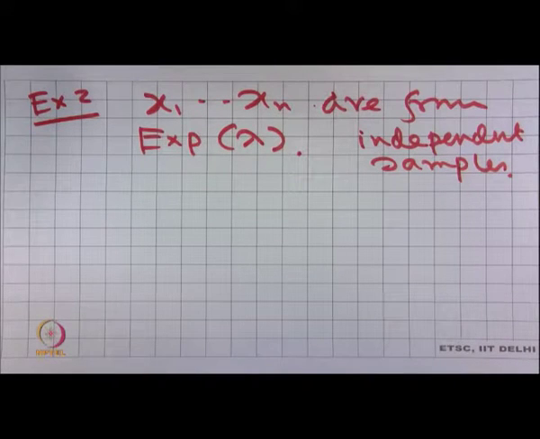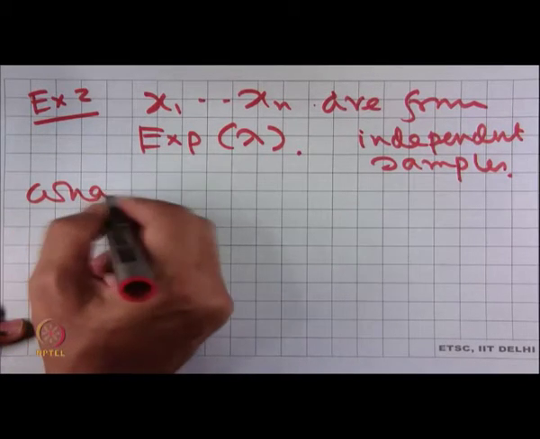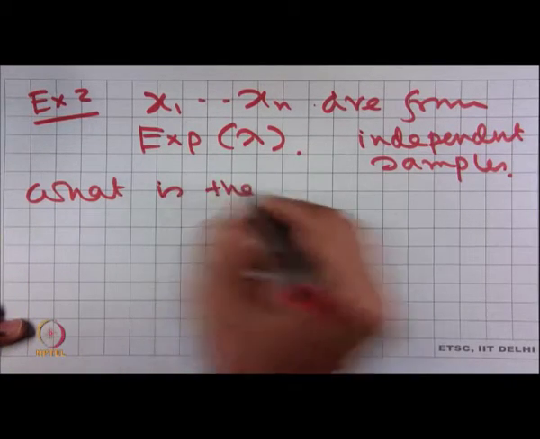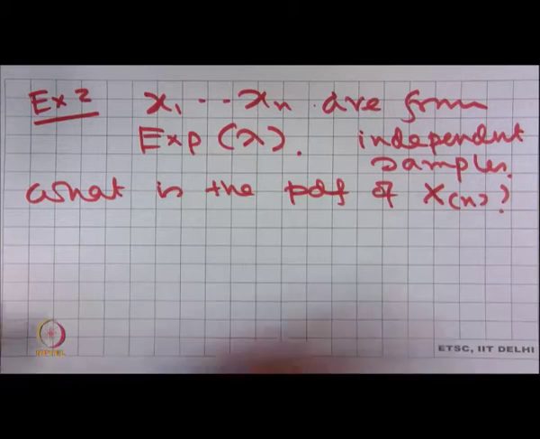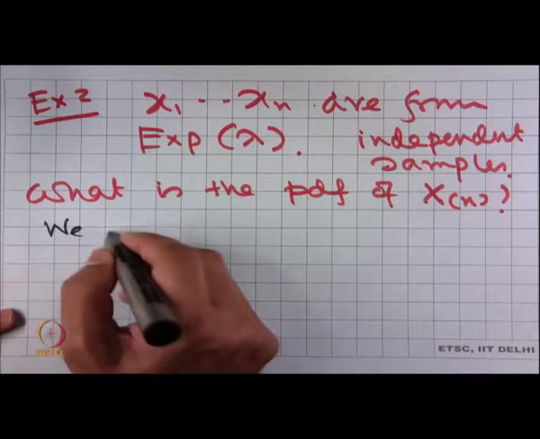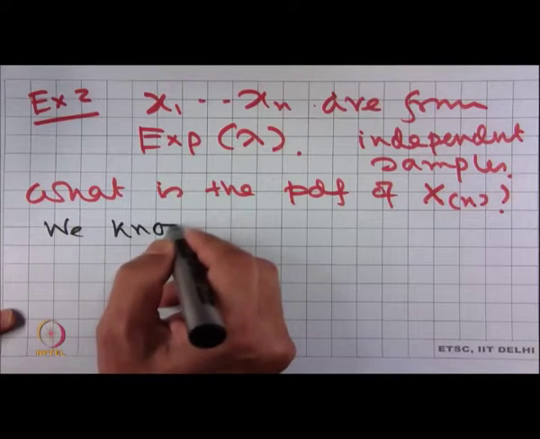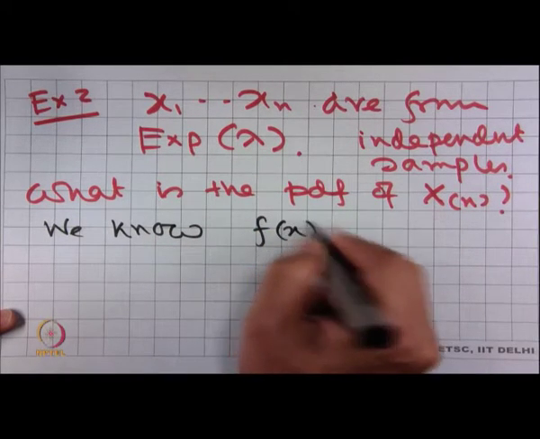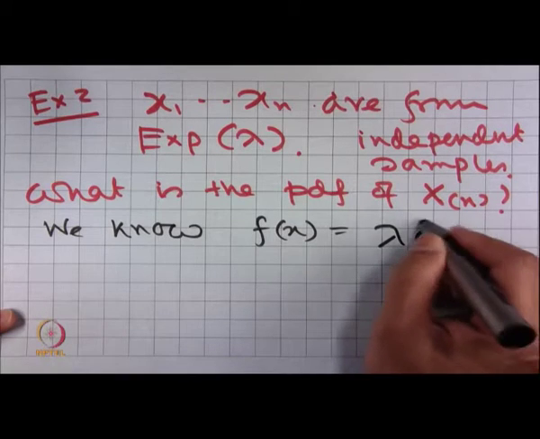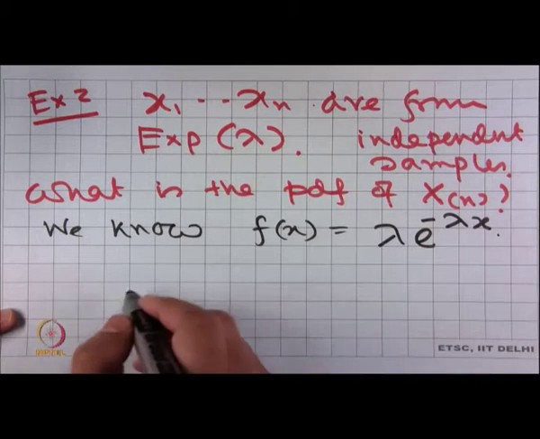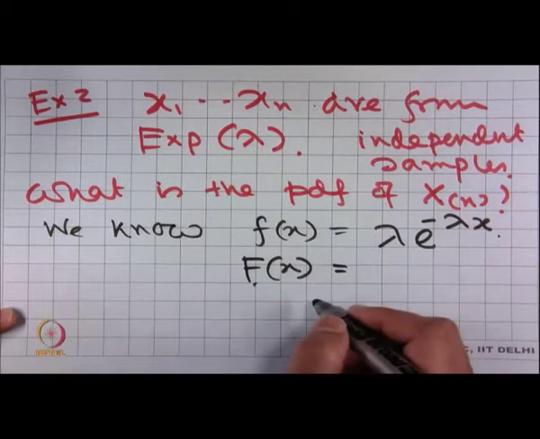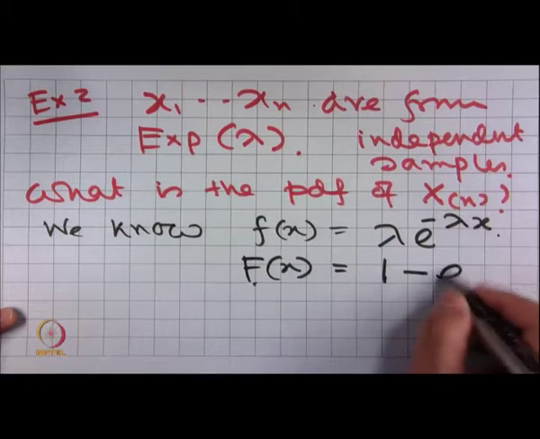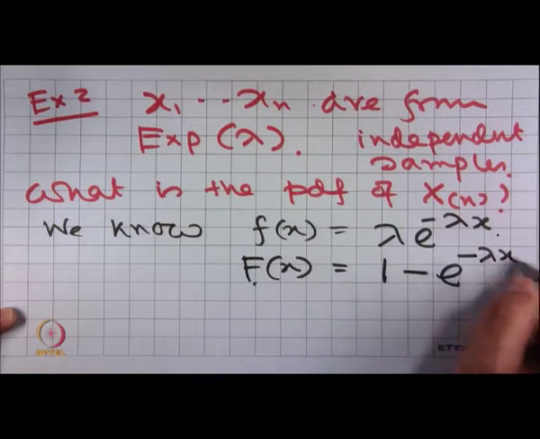With samples from exponential lambda, what is the PDF of x n? We know that small f of x is equal to lambda e to the power minus lambda x. And what is capital F of x? 1 minus e to the power minus lambda x.